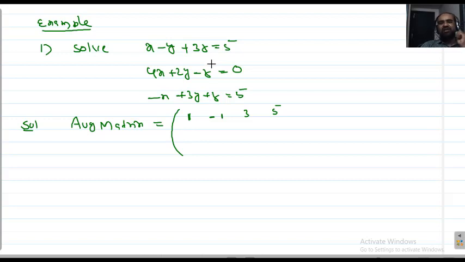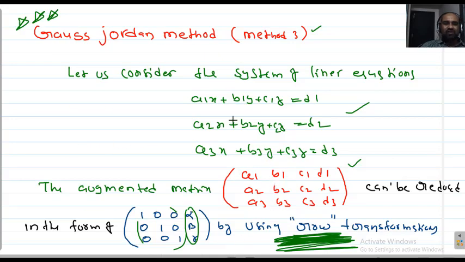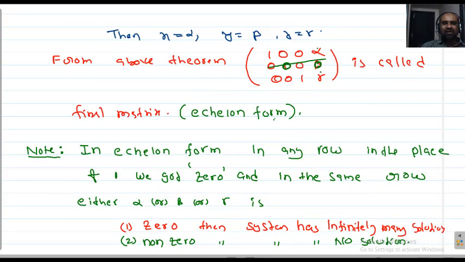So students, once again I want to say, in the standard equation of a system, your constant should be on the right-hand side of the equality. 4, 2, minus 1, 0, minus 1, 3, 1, 5. So what the Gauss-Jordan method says is that you need to convert the matrix into this form. This is echelon form. You need to convert it to echelon form.